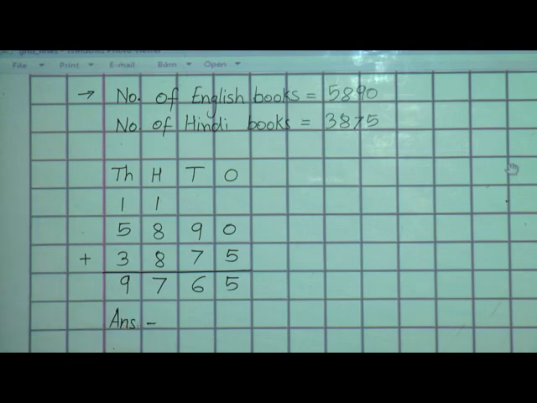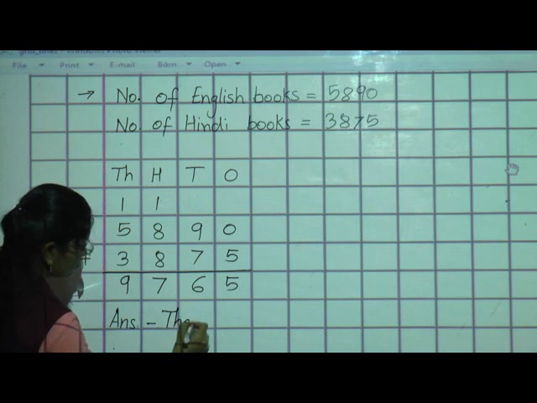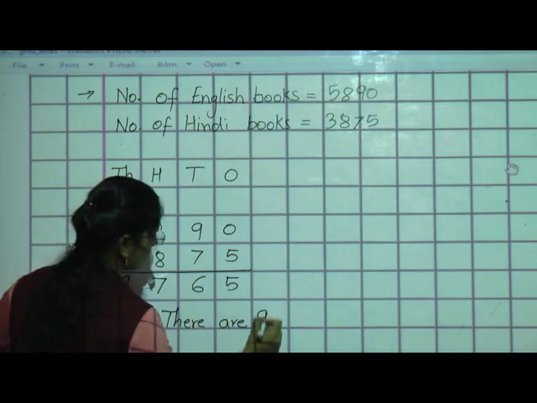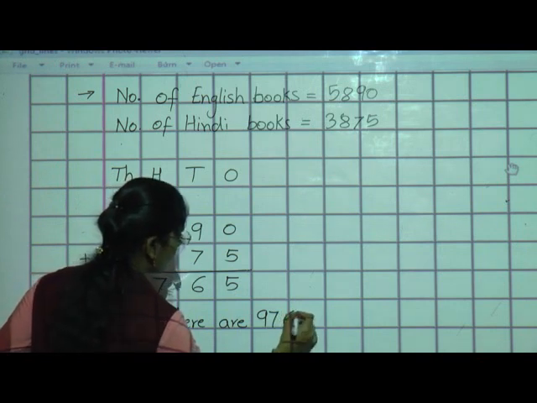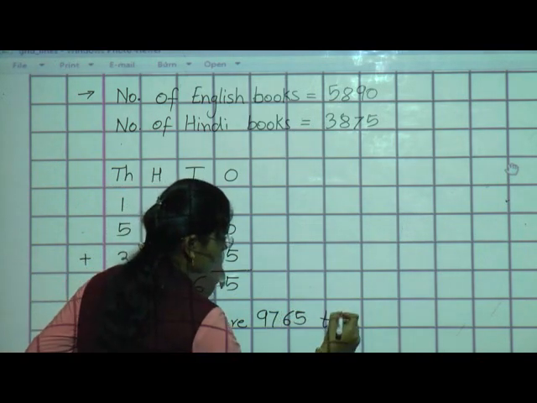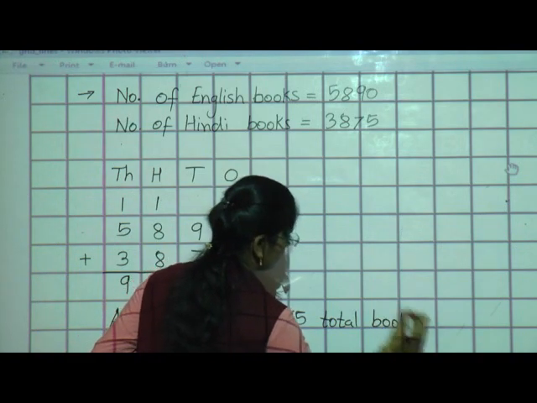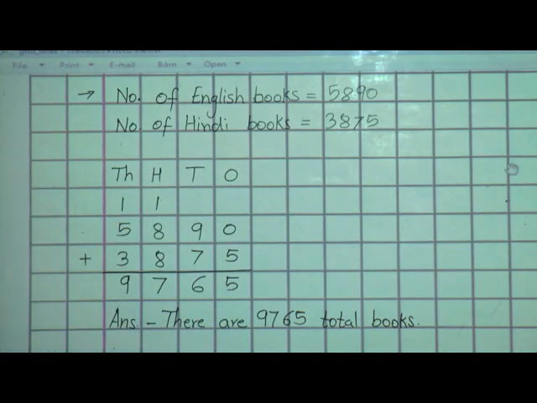So finally we will write the answer in a sentence. How will we write? Total number of books there are 9765 total books. Okay, so in this way, in short, we will write the final answer in a sentence.